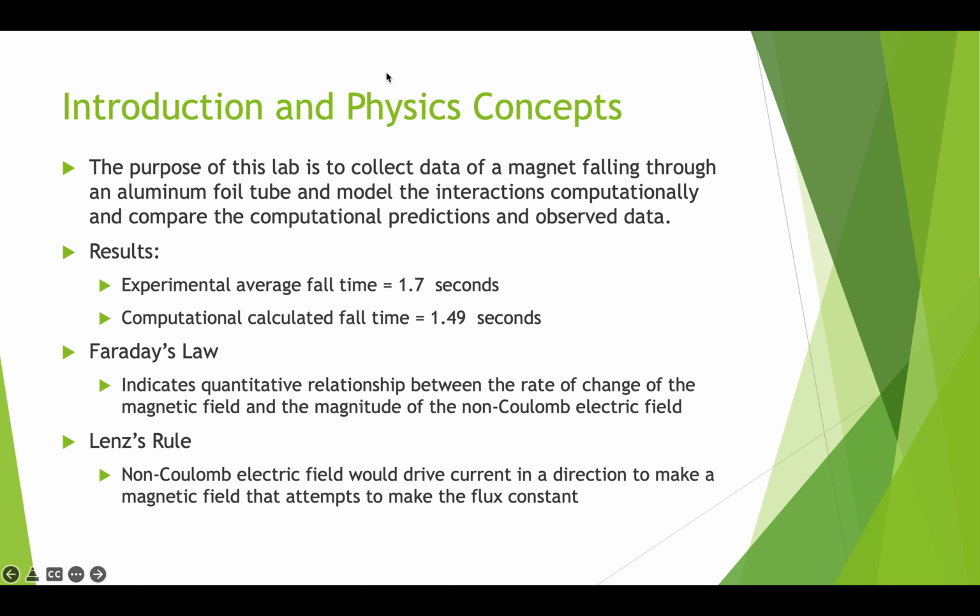Introduction and Physics Concepts. The purpose of this lab is to collect data of a magnet falling through an aluminum foil tube and model the interactions computationally and compare the computational predictions and observed data. The results have the experimental average fall time being 1.7 seconds and the computational calculated fall time of 1.49 seconds.